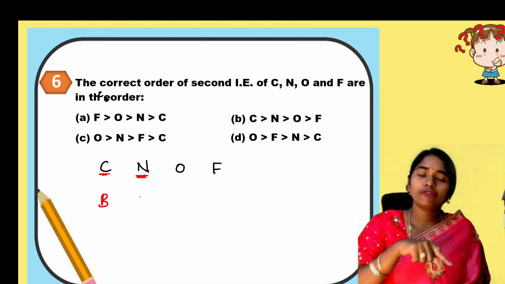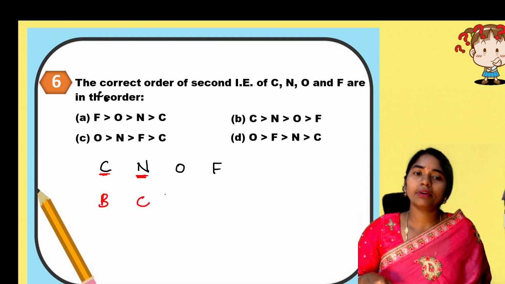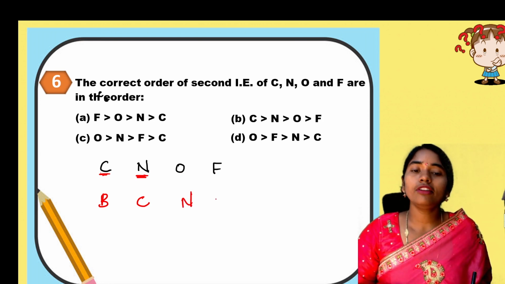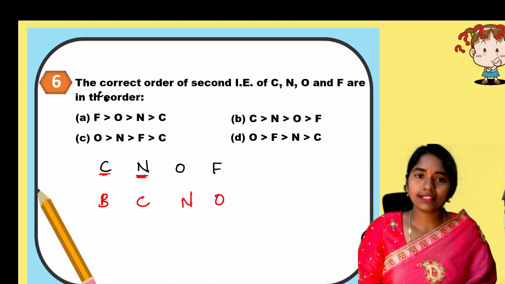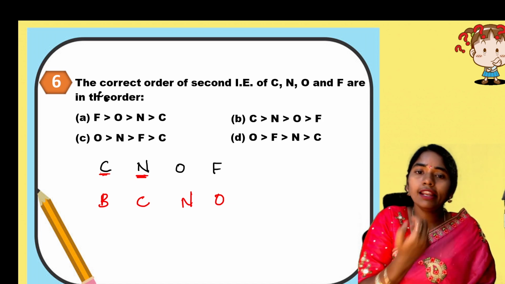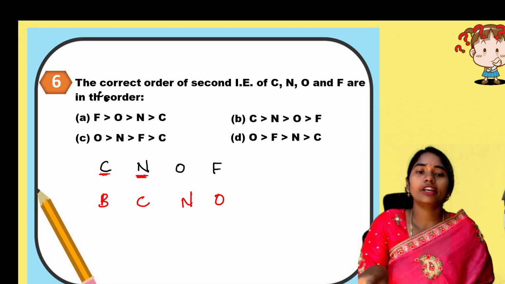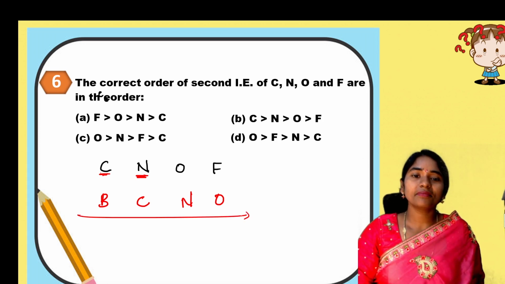One element before nitrogen is carbon. Before oxygen, one element is nitrogen. Before fluorine, one element is oxygen. If you use this method also, you get the same result. I am removing one electron and I got these configurations. Now compare these, then it's very easy. Nitrogen, oxygen.